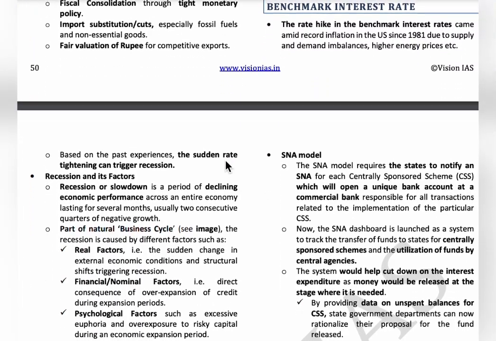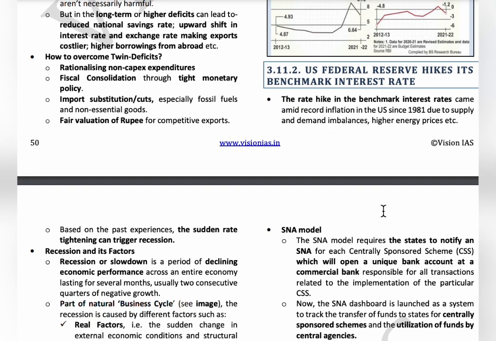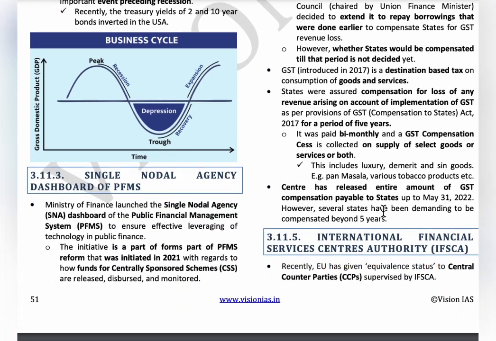The next topic is the US Federal Reserve hiking its benchmark interest rate. Generally, central banks raise their interest rates to reduce the circulation of money, and when money is less, there will be inflation. If that inflation lasts for a long period, it leads to recession. Recession means a periodic slowdown of economic performance, which may lead to a decline in GDP and income, and a rise in unemployment.